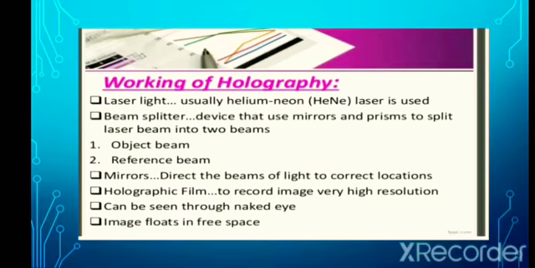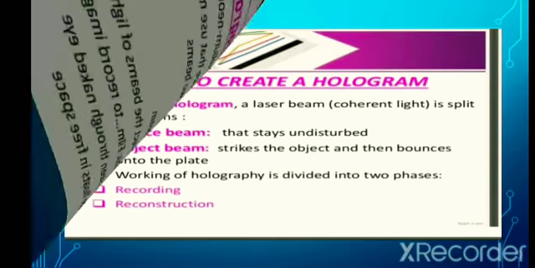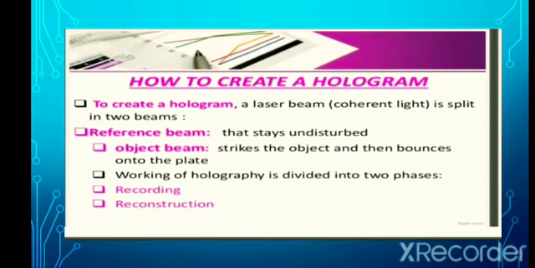Working of holography. Laser light, usually helium neon laser, is used. A beam splitter, a device that uses mirrors and prisms, splits the laser beam into two beams. Object beam and reference beam are used. Mirrors direct the beams of light to the correct locations. Holographic film records the image with very high resolution, it can be seen with the naked eye, and the image floats in free space.